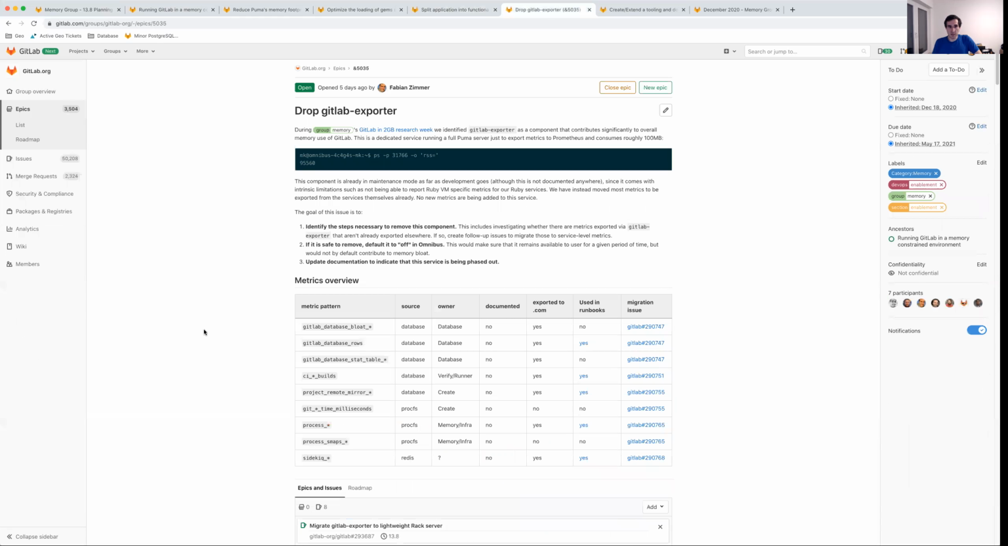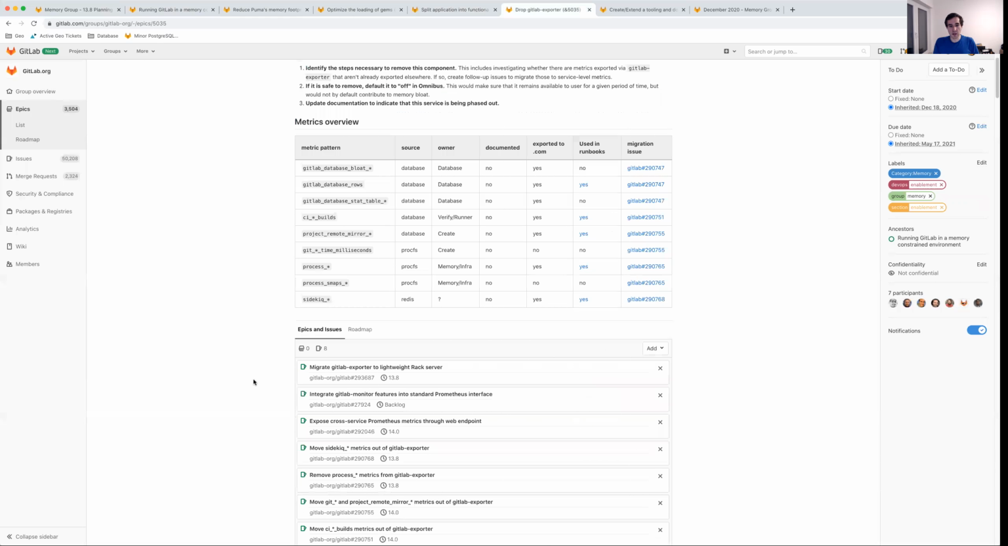A rather large item that has been broken down quite well by one of our engineers here is the GitLab exporter functionality. We are exporting some metrics via GitLab exporter, but this is actually a relatively old part of GitLab. There are several metrics endpoints in here that we may be able to migrate out of the GitLab exporter into more modern parts of the application or other parts of the application.